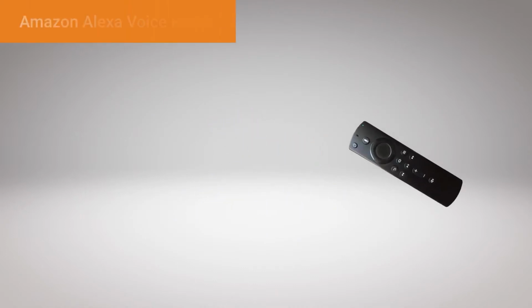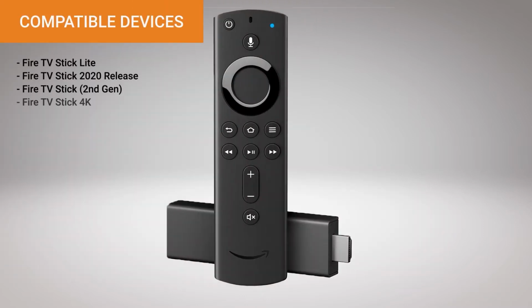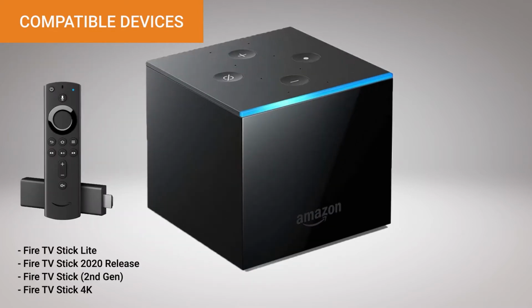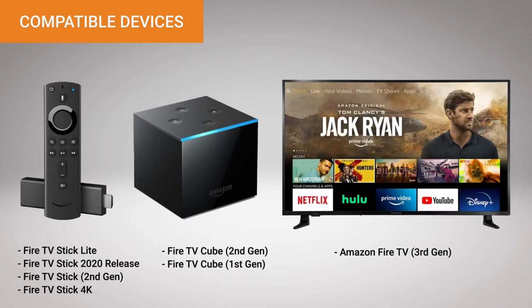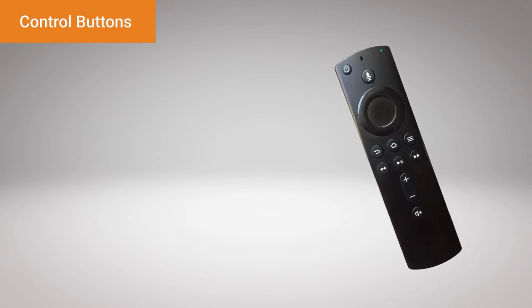This tutorial will guide you through the control functions of your Amazon second generation Alexa voice remote. This remote requires one of the following compatible Fire TV devices: Fire TV Stick Lite, Fire TV Stick 2020 release, Fire TV Stick second generation, Fire TV Stick 4K, and Fire TV Cube second and first generation, as well as the Amazon Fire TV third generation. Let's familiarize ourselves with the buttons on the remote.